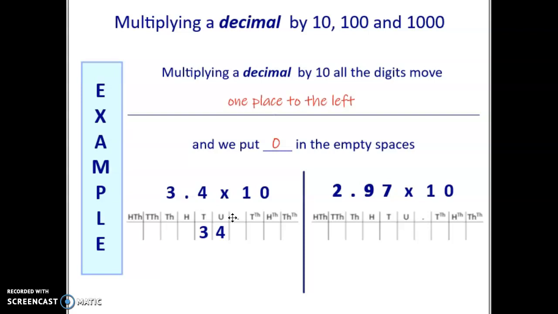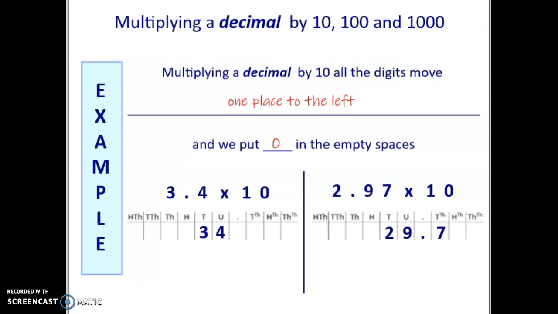My second example is 2.97 times 10. As always, I'm going to put my number under the correct place value headings in the chart. I then move all the digits one place to the left, remembering that my decimal point must stay in the decimal point column. My 2 moves to the tens column, my 9 jumps to the units column, and my 7 goes to the tenths column. 2.97 times 10 is 29.7. No zeros or placeholders in sight.